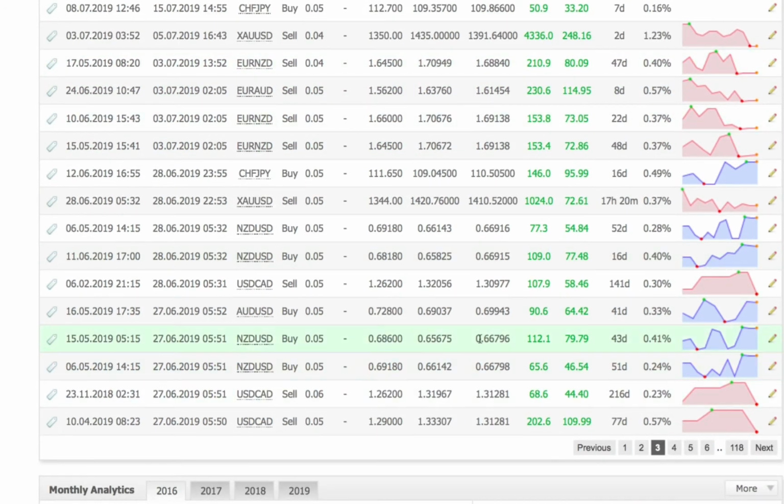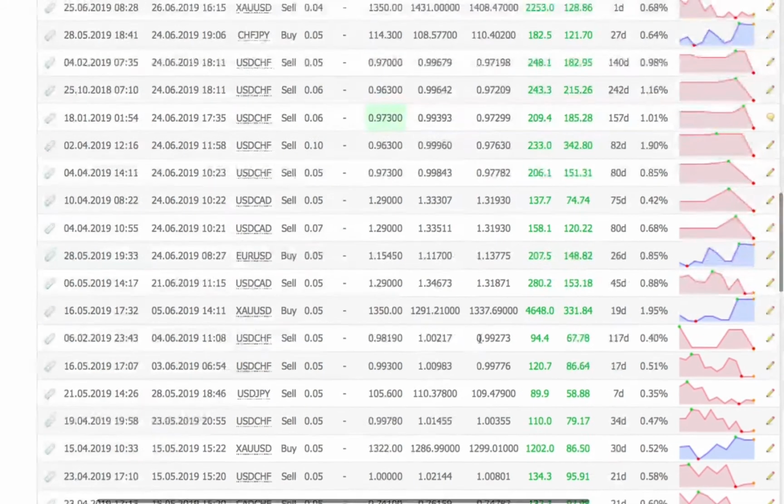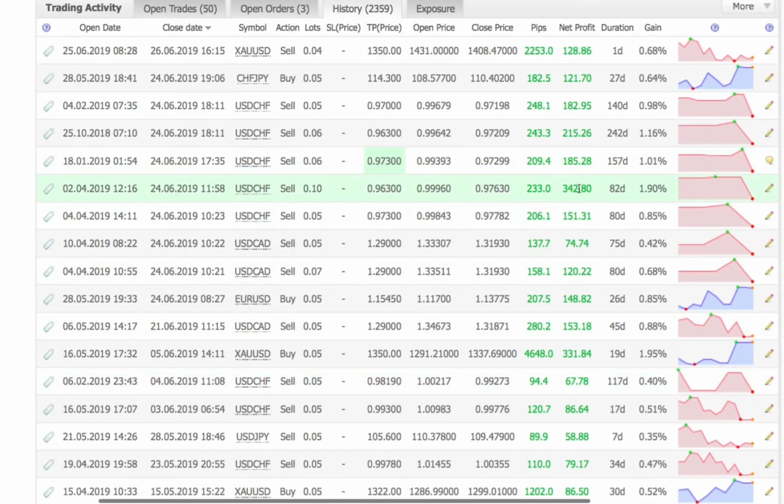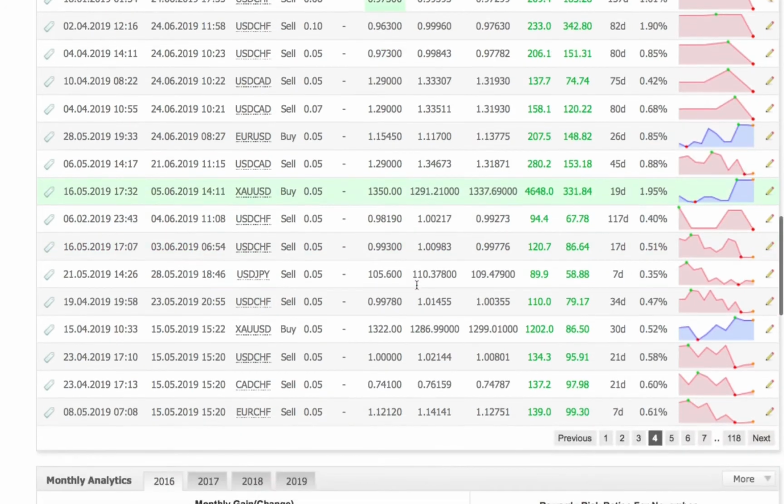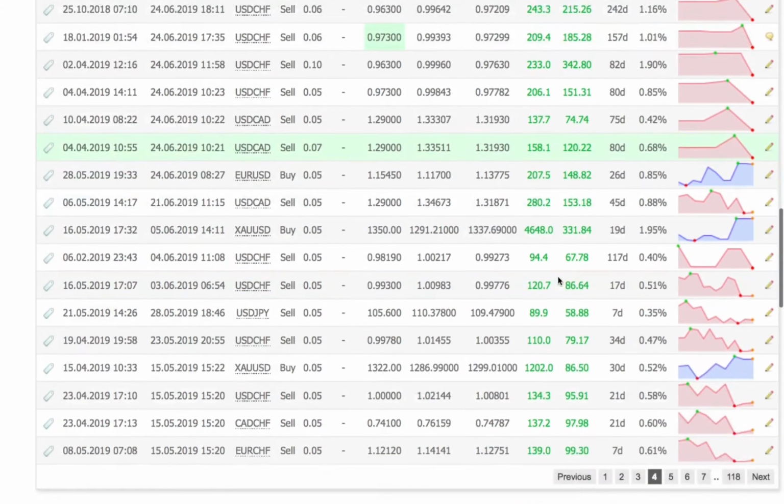Fourth page, $342 from USD Franc. This was a rather bigger lot size, 0.10. A nice little good trade from that one. Then $331 from gold again, 0.05, and here and there, as you can see, a small amount. But again, all these little trades are adding up.